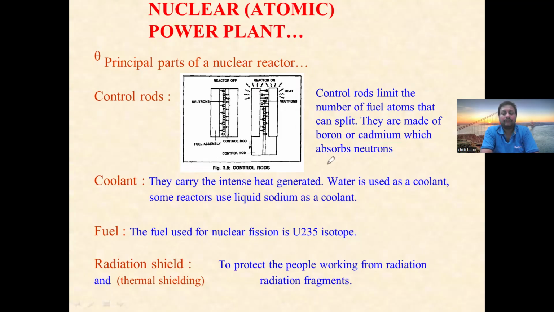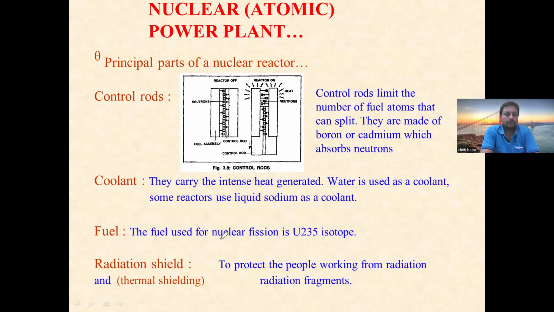Which are absorbing the neutrons. So the control rod materials will be made of cadmium and boron, so they will be absorbing the neutrons. Then we are using coolants. They carry the intense heat generated. So what is used as a coolant? Some reactors use sodium as a coolant. So it will be absorbing the heat.